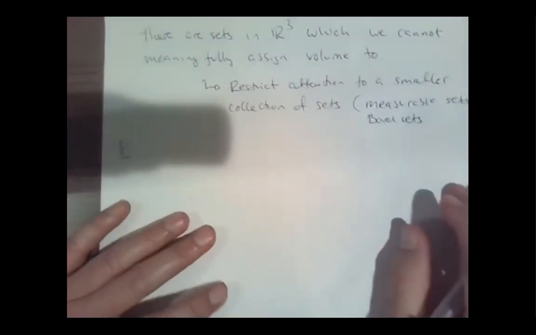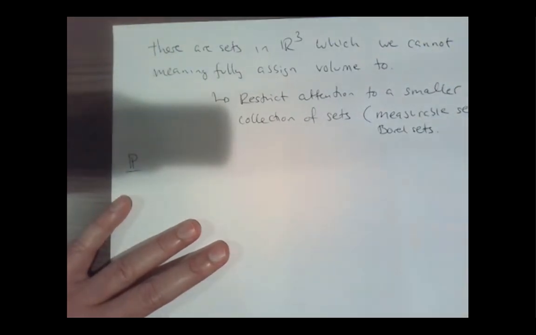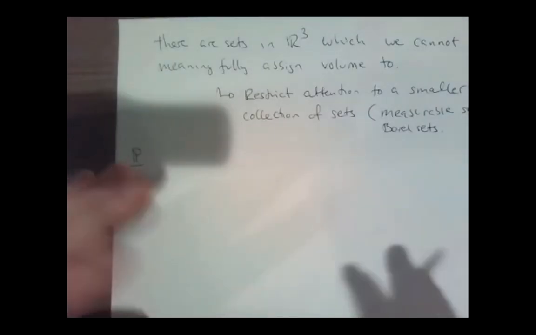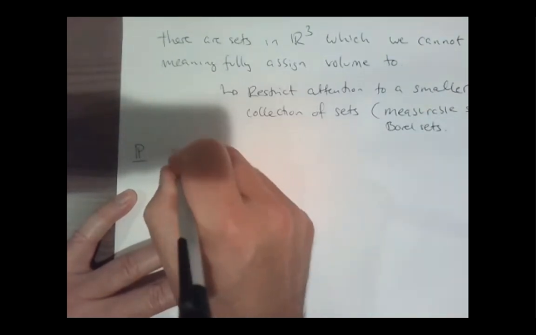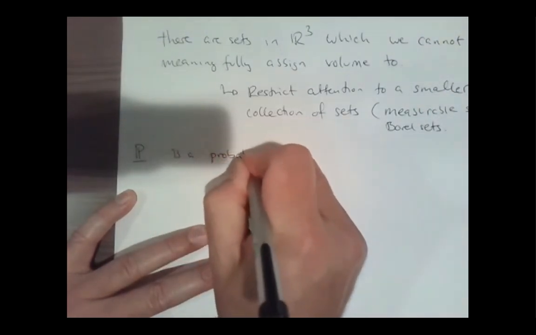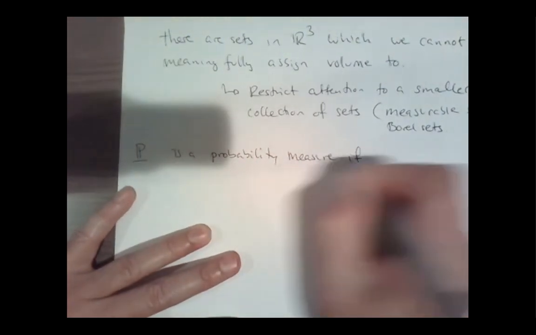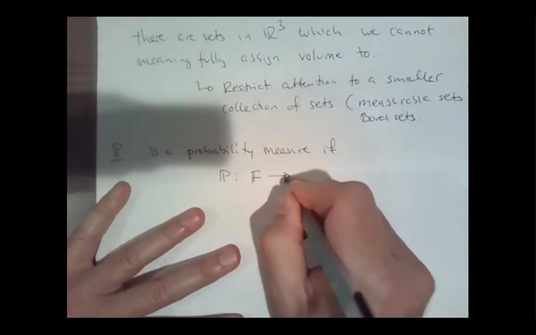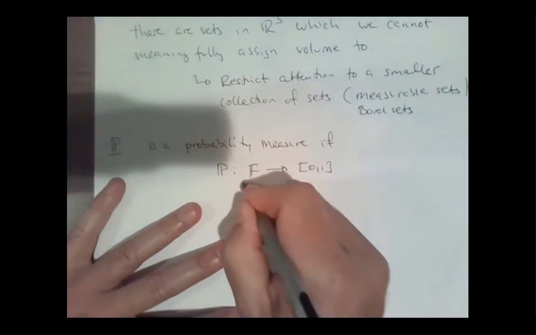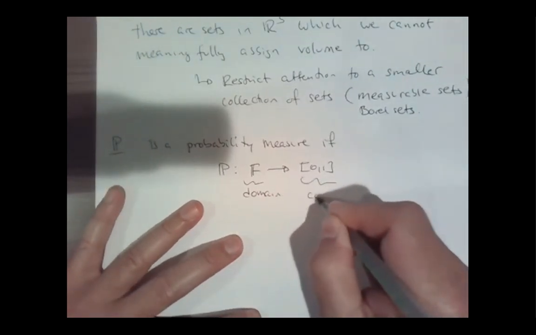The last component in the triple is the measure P. So P is the thing that assigns volume, length, and area in R1, 2, and 3. So P is a measure. This is a probability measure. P goes from its domain, which is going to be F, and it takes values between 0 and 1. Right, so this here, this is P's domain. And this here, this is the codomain.